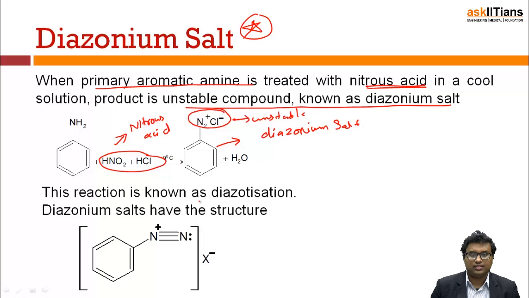And this whole reaction is called diazotization. So your primary aromatic amine converting into your diazonium salt is diazotization. So this is the structure of your diazonium salt, ArN2 plus, which I already told you, and X minus.